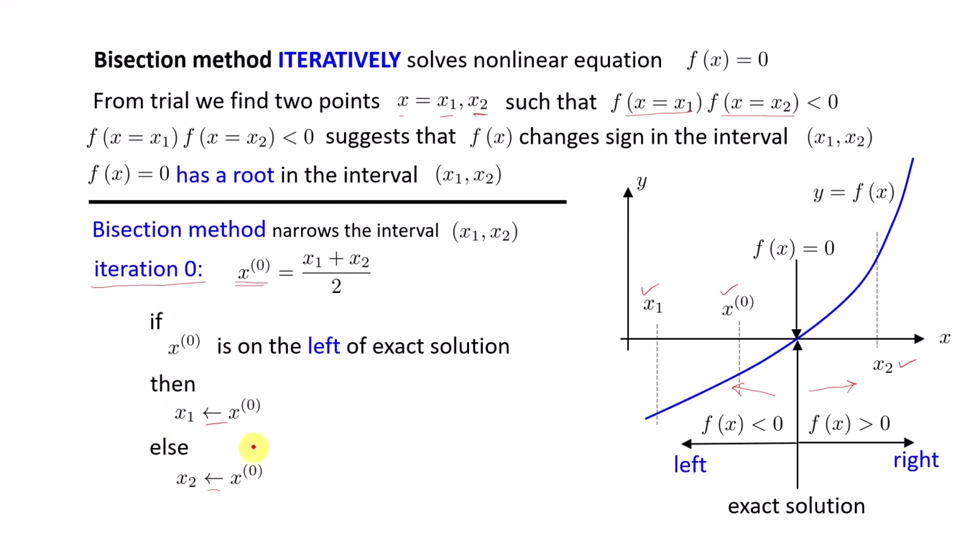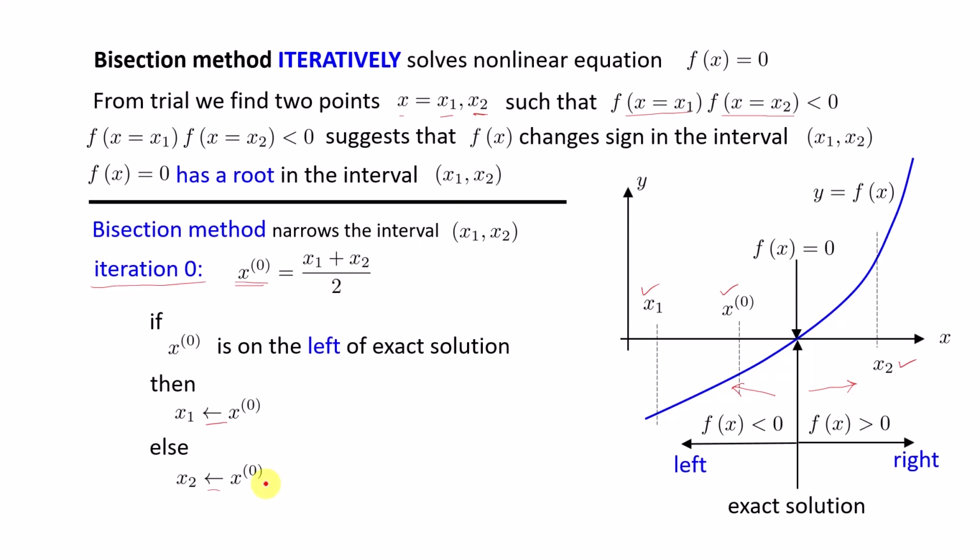So in iteration 0, either x1 or x2 will be updated, not both. One of them will remain just the same and one of them will be updated by (x1 + x2)/2.